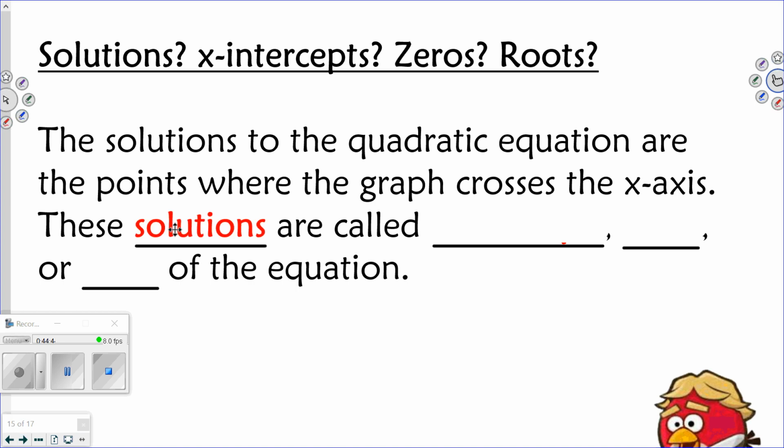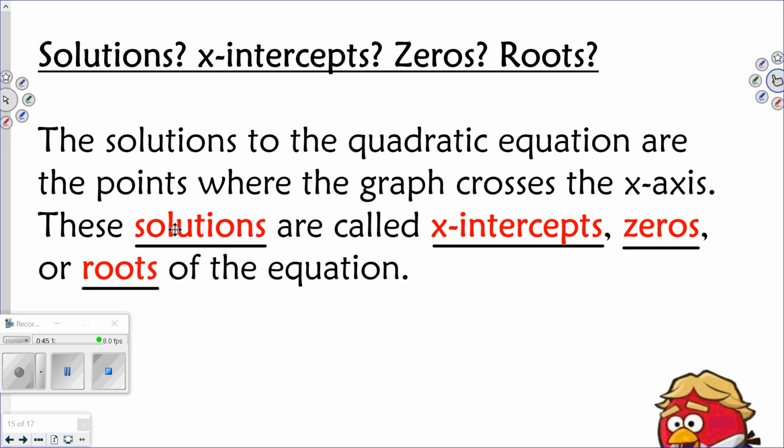These solutions, those are the answers, right? They're called x-intercepts because it's crossing the x-axis. It's intercepting the x-axis. The x-intercepts are known as the zeros because what's the y value there? What's the y value where it crosses the x-axis? It's 0. So they're known as zeros, or the roots of the equation.